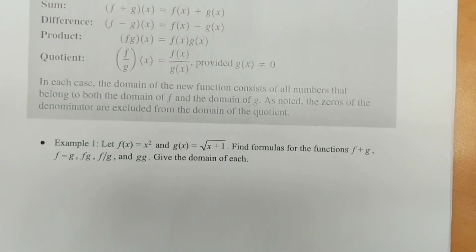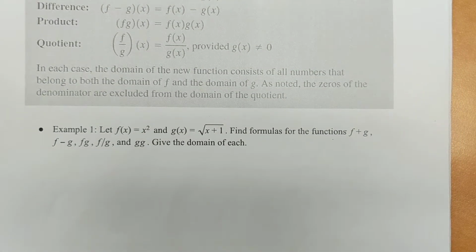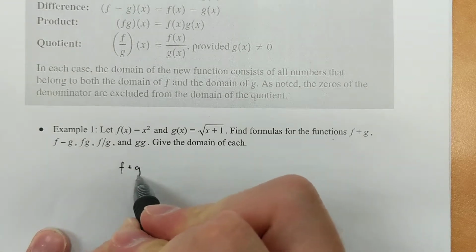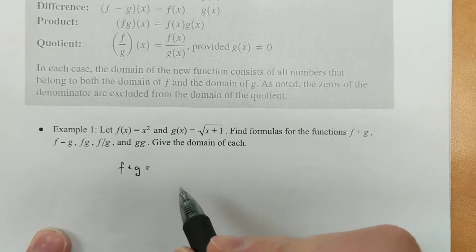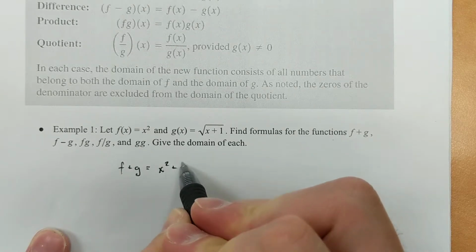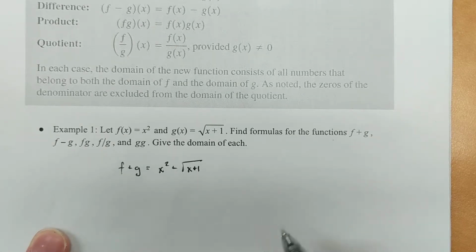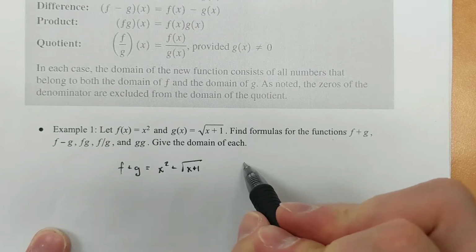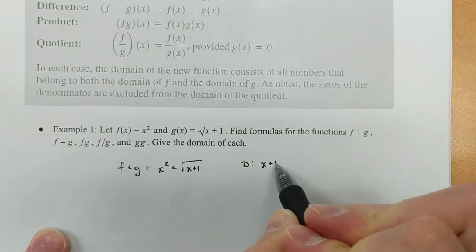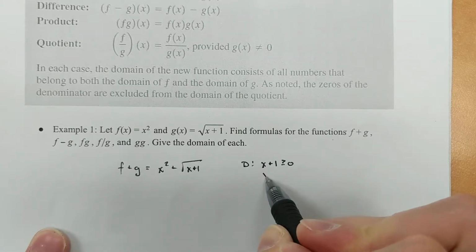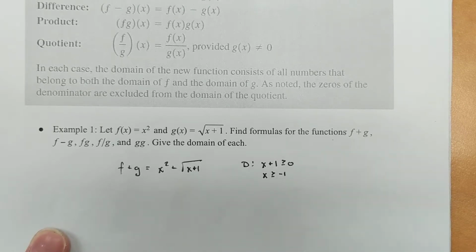So example 1. Let f of x equals x squared and g of x equals the square root of x plus 1. Find the formula for the functions f plus g, f minus g, f times g, f over g, and g times g. Give the domain of each. So f plus g is add the two functions together, so x squared plus the square root of x plus 1. Now this has a square root, so for the domain, the stuff underneath the square root must be greater than or equal to 0. So x must be greater than or equal to -1.